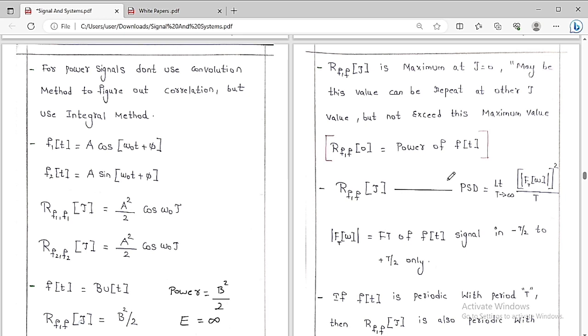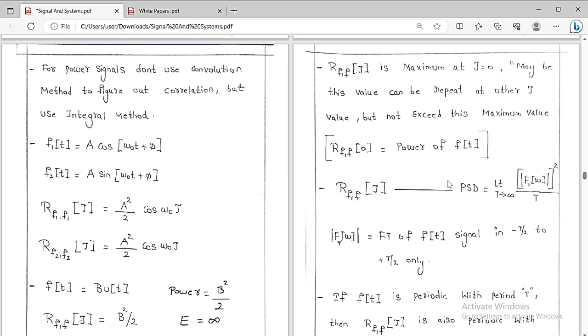See, what is R_ff(tau)? If you draw the function, you are always going to get the maximum value at tau equal to 0. You can get this maximum value at other points also, but no other value can exceed it. So this is always the maximum value. So R_f(tau) is maximum at tau equal to 0. Maybe this value can repeat at other tau values, but it will not exceed this maximum. So R_f(0) is nothing but the power present in f(t).